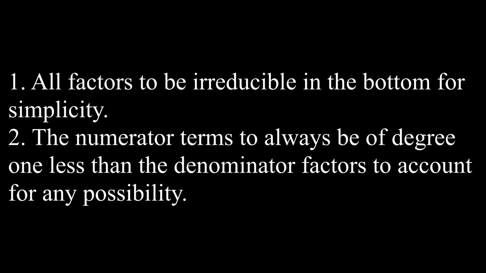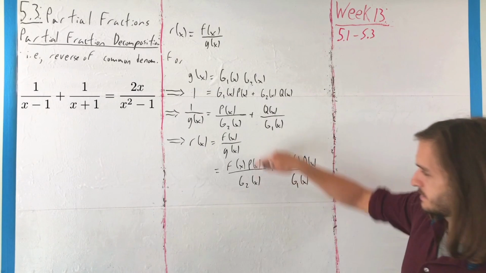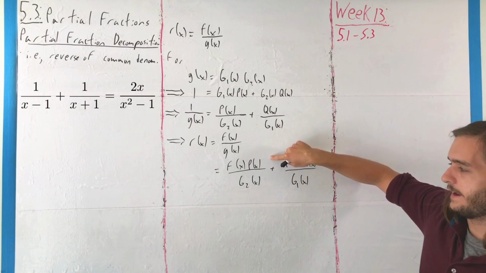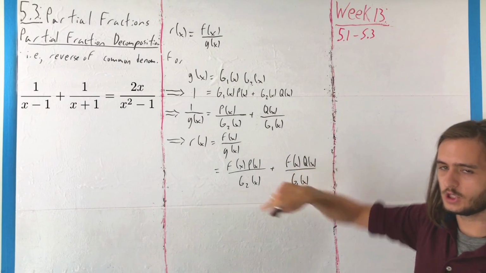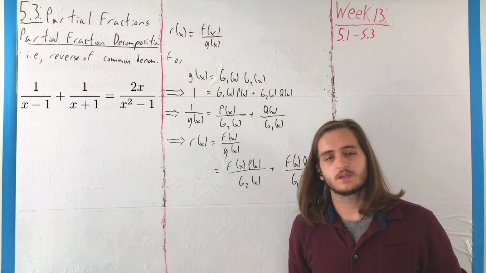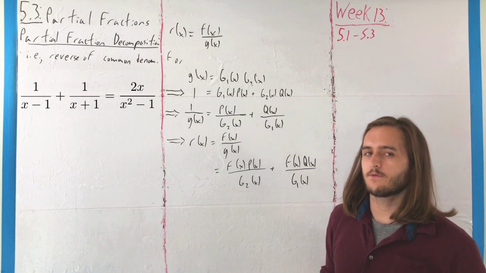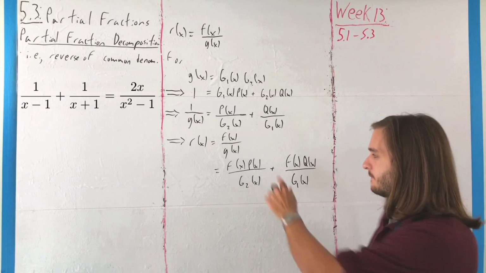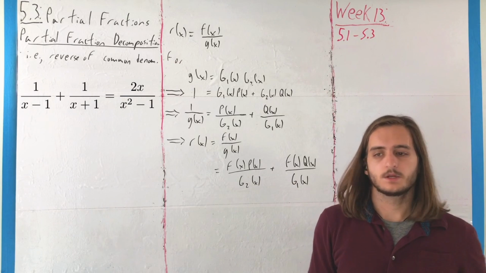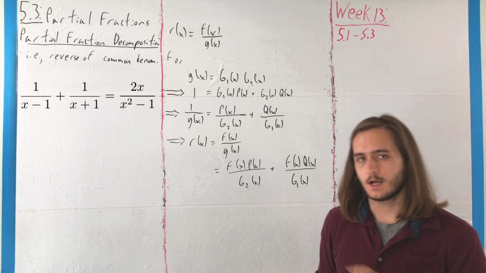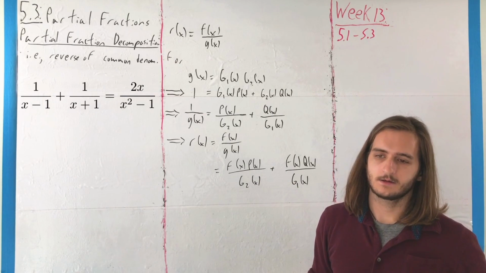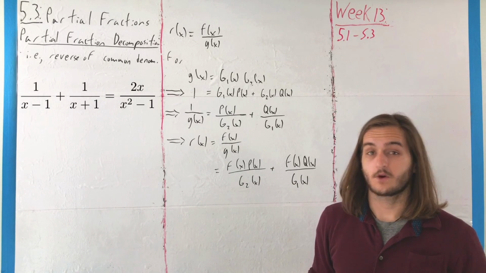And then our other condition is that the numerator always has to be of degree 1 less than the denominator to account for any possible factors. So, when we're making this fp up here, that has to be 1 less than g in terms of degree, but we're going to make it as general as possible to make sure that we have every single thing that could be up there fitting to still make it work in terms of a proper rational function.